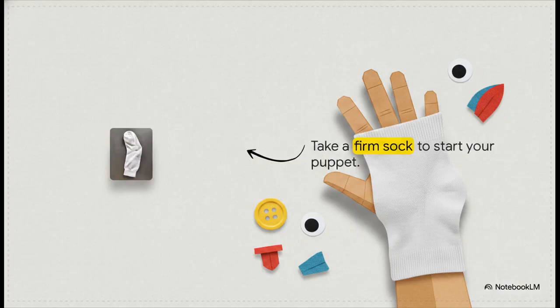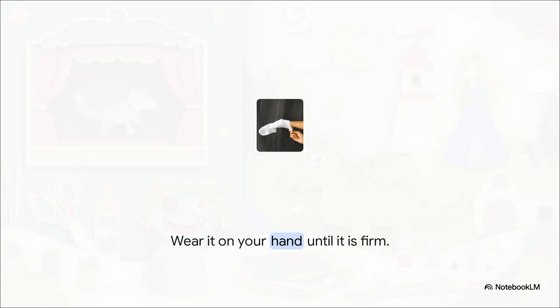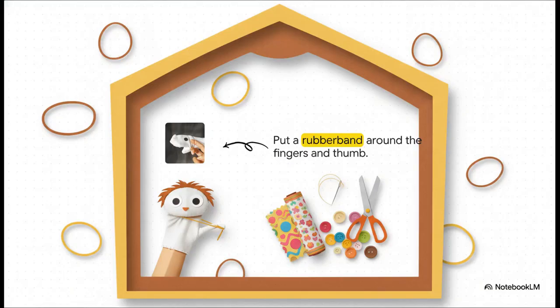Step 1 is exactly what it sounds like. Start with a plain sock. Actually, let me add one real requirement here. It should probably be clean. A firm sock works best, for sure, because it holds its shape really well when you stretch it over your hand. Next up, in step 2, you're going to slide that sock right onto your hand and pull it down until it sits firmly and comfortably. Your fingers should be near the toe of the sock, and your thumb should be resting just below them, acting as the lower jaw.